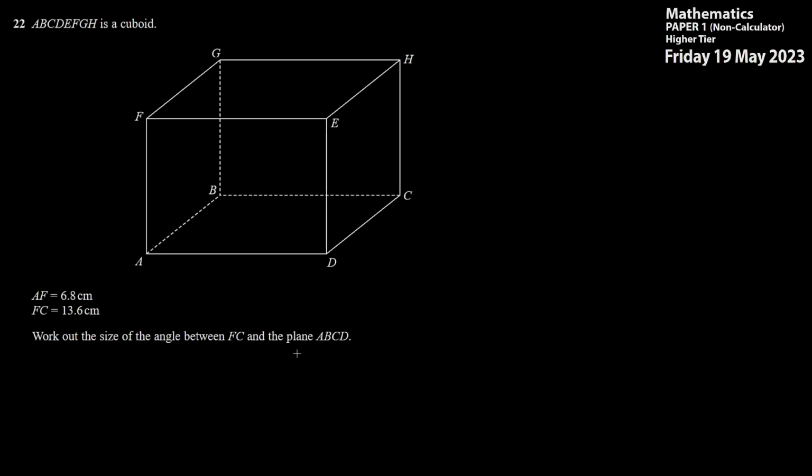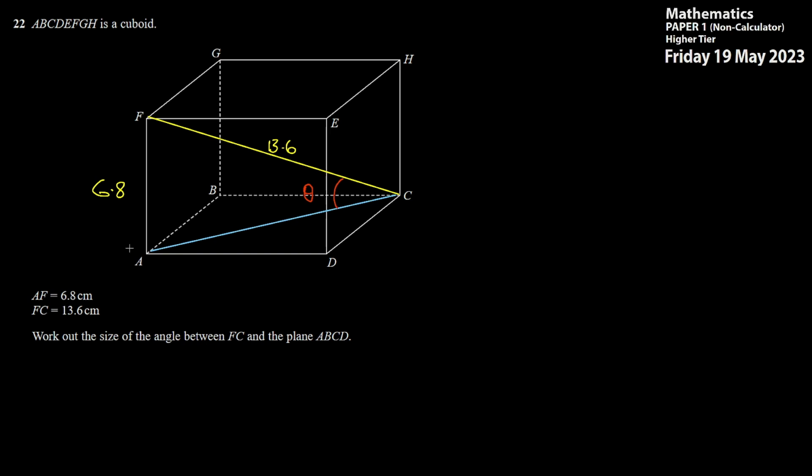So question 2, we've got a cuboid. We're told that AF, which is this vertical distance here, is 6.8 centimetres. And we're also told that FC, which is this line across and through, is equal to 13.6. And we're asked to find the angle between this line and the plane. So that's that angle there, theta.